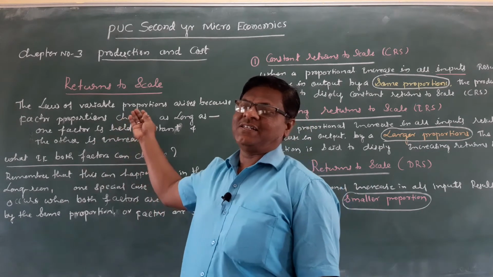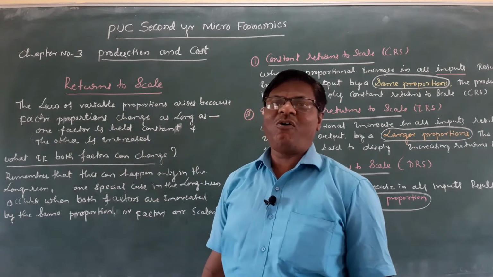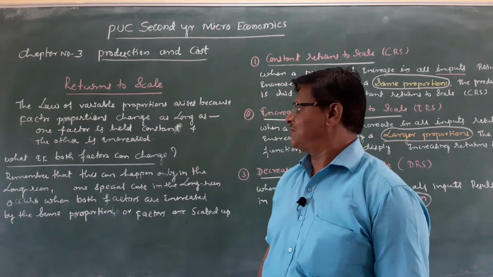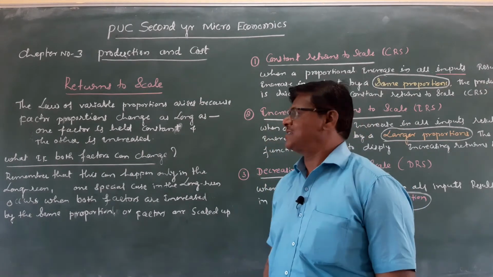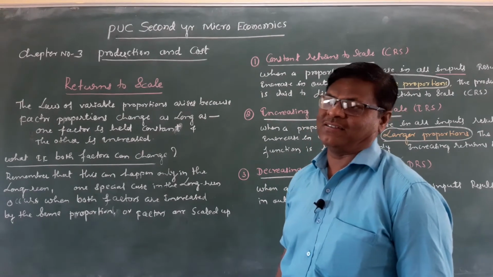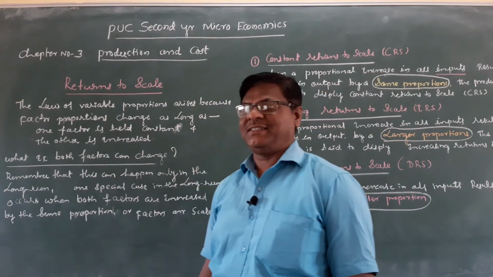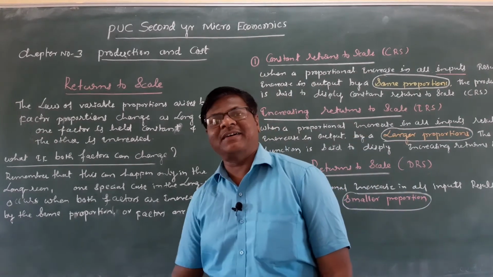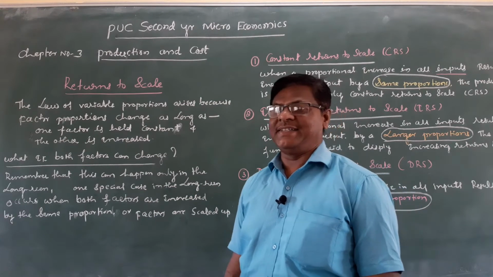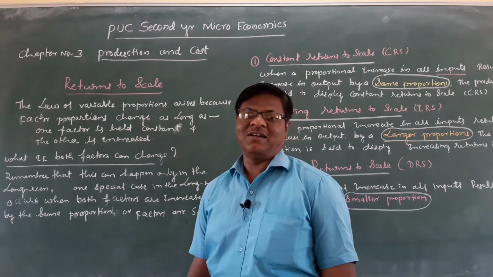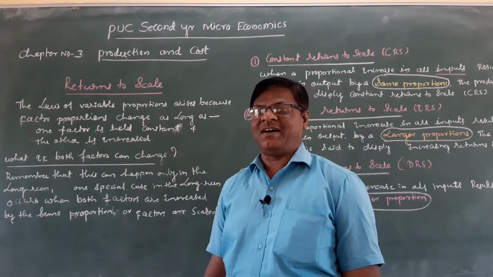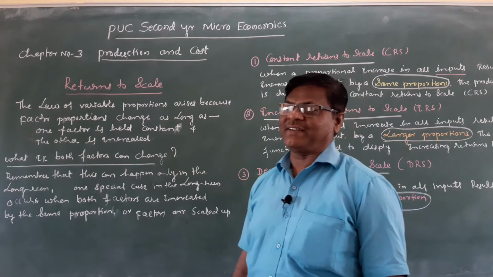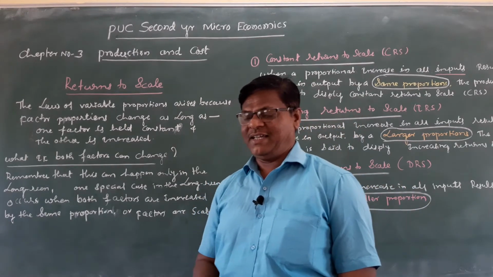And unlike returns to scale, the law of variable proportions arises because the factor proportions change as long as one factor is held constant and other factors are increased. So, the law of variable proportions arises due to the change as long as one factor is constant and others are increased.